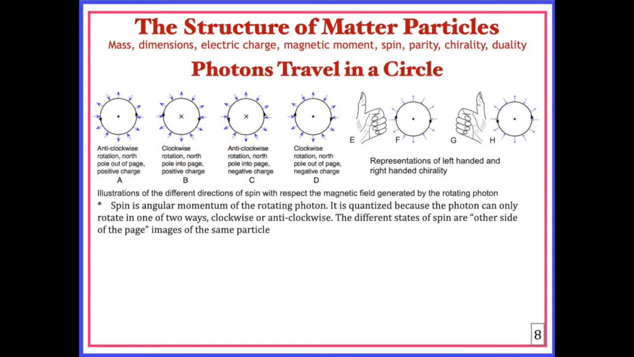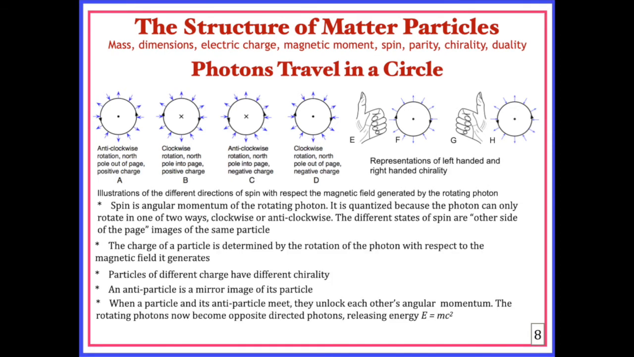Spin is the angular momentum of the rotating photon. It is quantized because a photon can only rotate in one of two ways, clockwise or anti-clockwise. The different states of spin are just the other side of the page images of the same particle. A particle's chirality, its direction of rotation of the photon with respect to the polarity of the magnetic field, determines the charge of the particle.